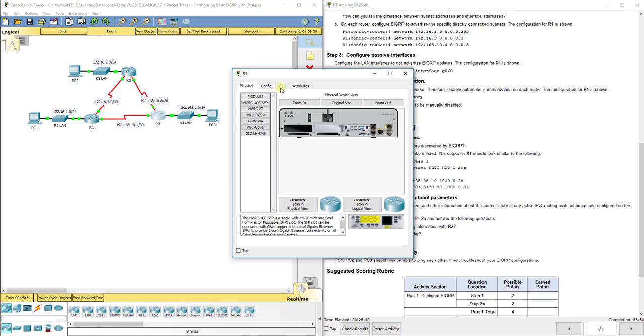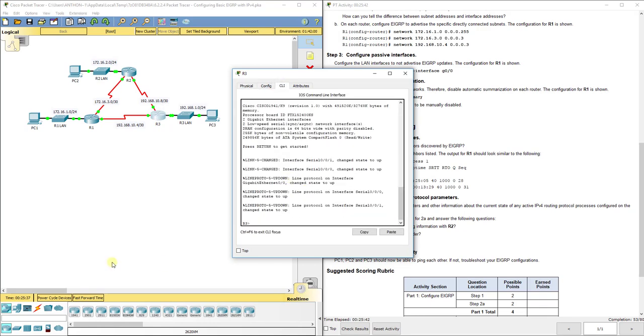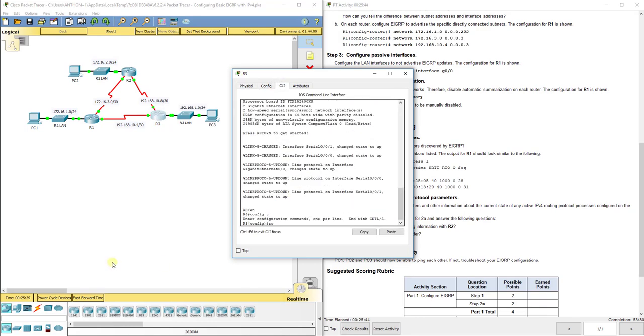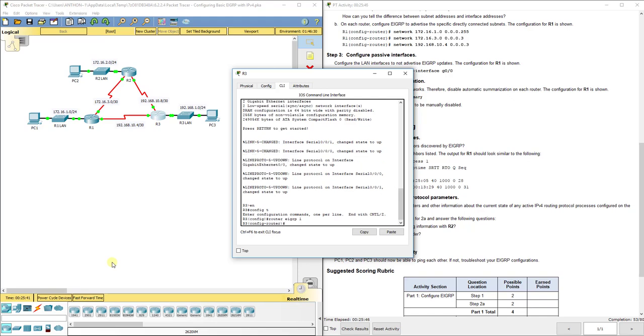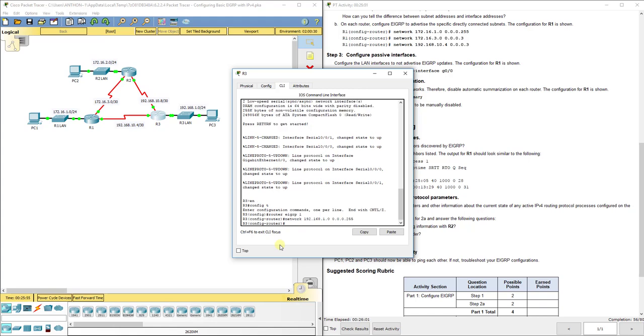Lastly, we're going to go to R3 here. I'm going to do the same things. Enable, config t, router EIGRP 1, network. And we're going to enter in the three directly connected networks. I'm going to start with the LAN here, the R3 LAN. So 192.168.1.0, 0.0.0.255. So you see how once we have one wildcard mask, we can reuse that because slash 24 is a slash 24.